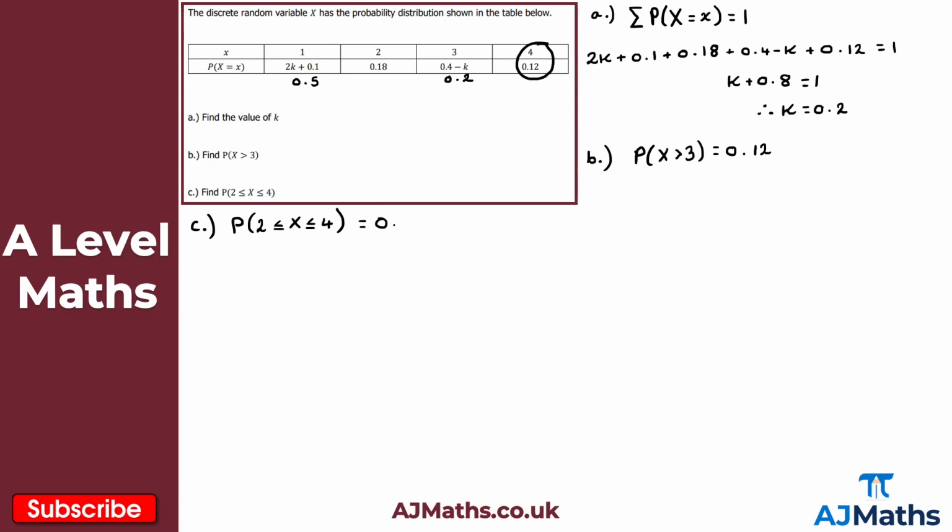So I've got 0.18 plus 0.2 plus 0.12. Add all these together, and what you should find is you get 0.5. Okay. And there we have it. So that's the solution to C, and that gives us the solution to question 3.